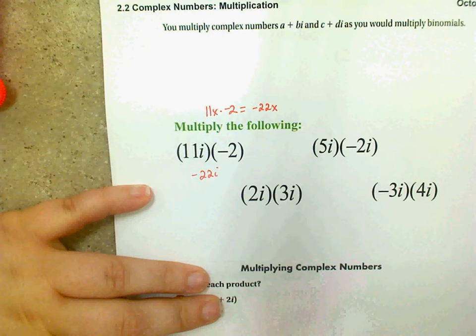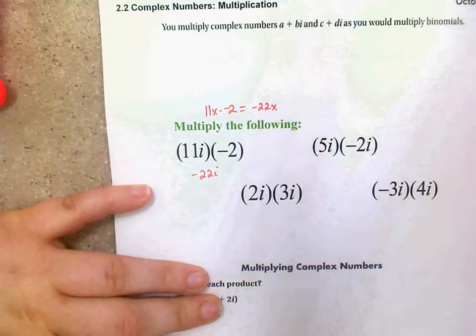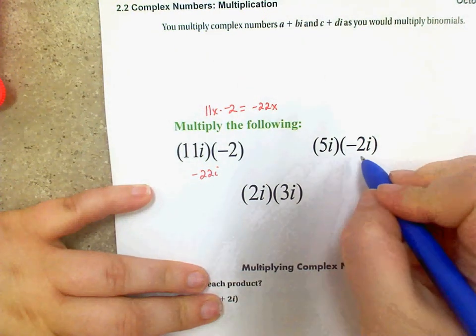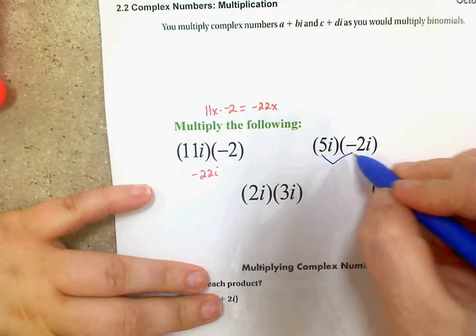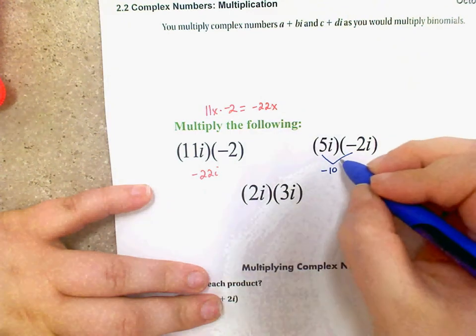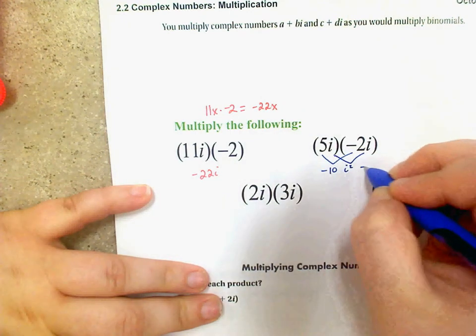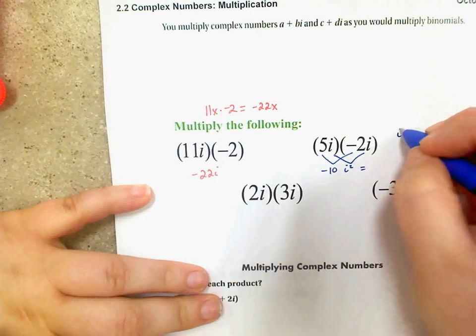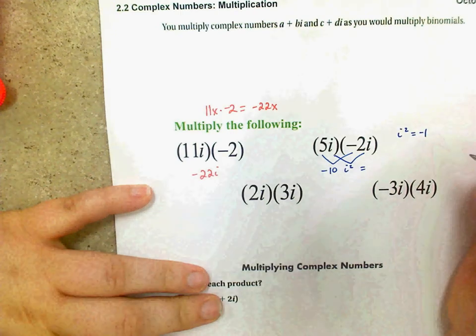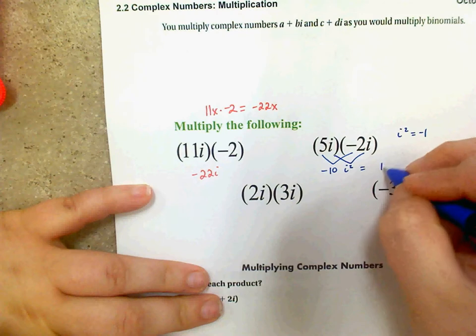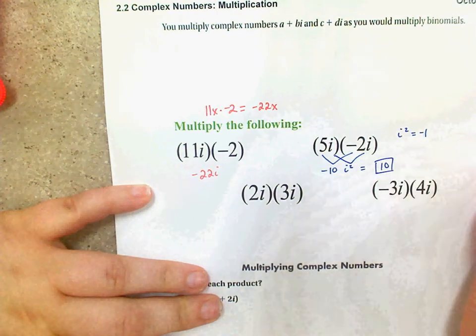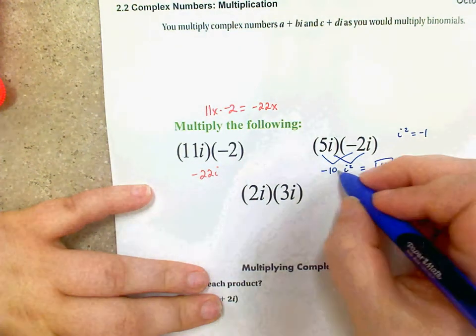When I'm multiplying 5i times negative 2i, I multiply the 5 times the negative 2, which is negative 10, and then i times i is i squared, but i squared is a negative 1, right? So this just becomes a positive 10, because I'm multiplying a negative 10 times a negative 1.